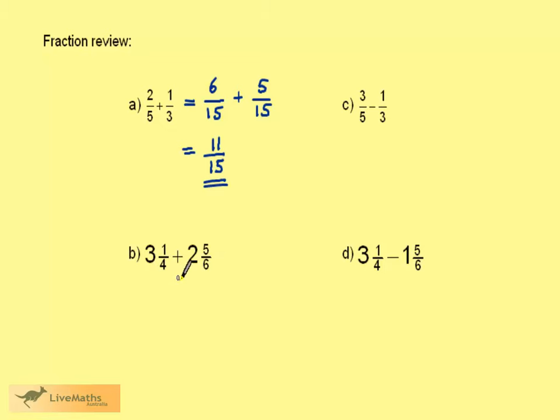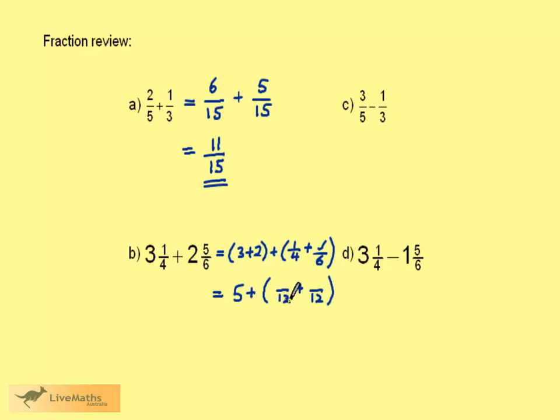As a second approach, we can take the whole number parts, 3 plus 2, and add those, and add the fraction parts separately. 3 plus 2 is 5, and then we have to do 1/4 plus 5/6. A common denominator for 4 and 6 would be 12.